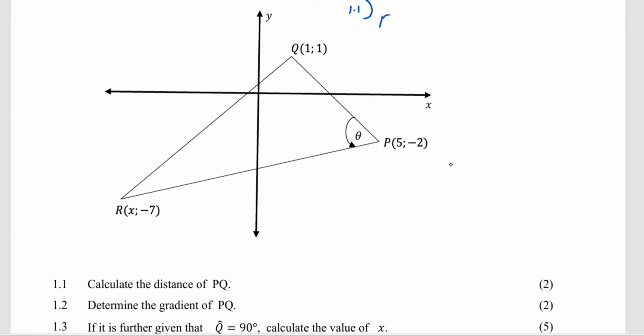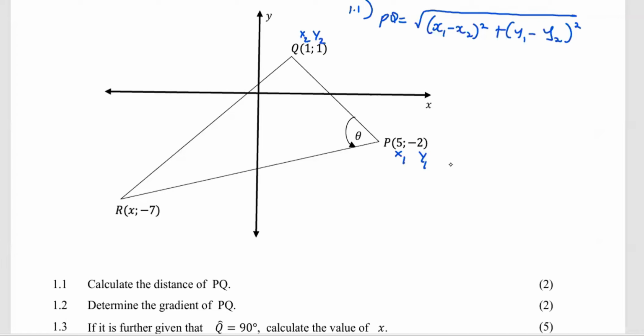So we know that for us to get the distance, we must use the distance formula. That simply tells us that x1 minus x2 squared plus y1 minus y2 squared. Now, since we're focusing on PQ, if I call this my x1, y1, then this is going to be x2 and then y2. Let's substitute that. So it's going to be 5 minus 1 squared plus negative 2 minus 1 squared. Everything is under the root sign.